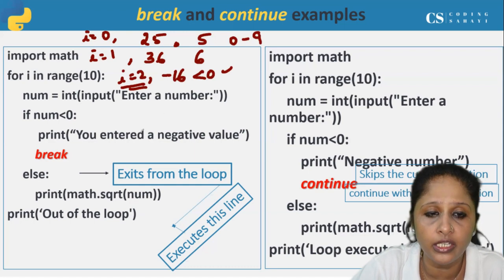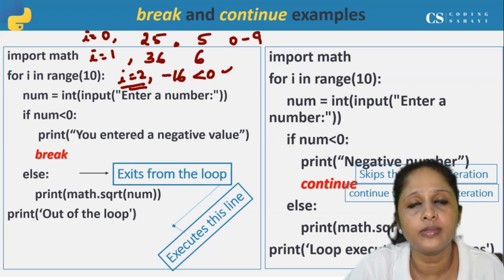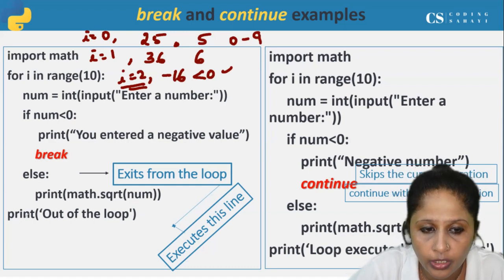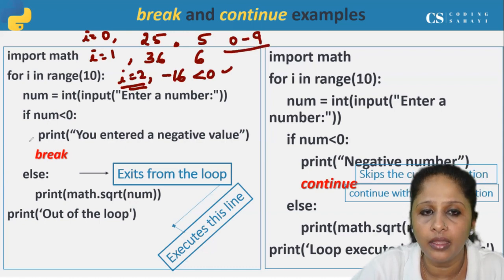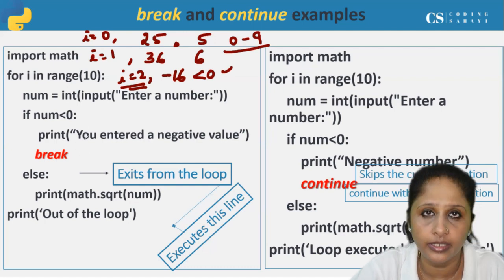It will not be continued. Suddenly it stops the loop and comes out of the loop and prints out of the loop. Okay, so that is our break statement. Actually, this program is to enter a value and find the square root.